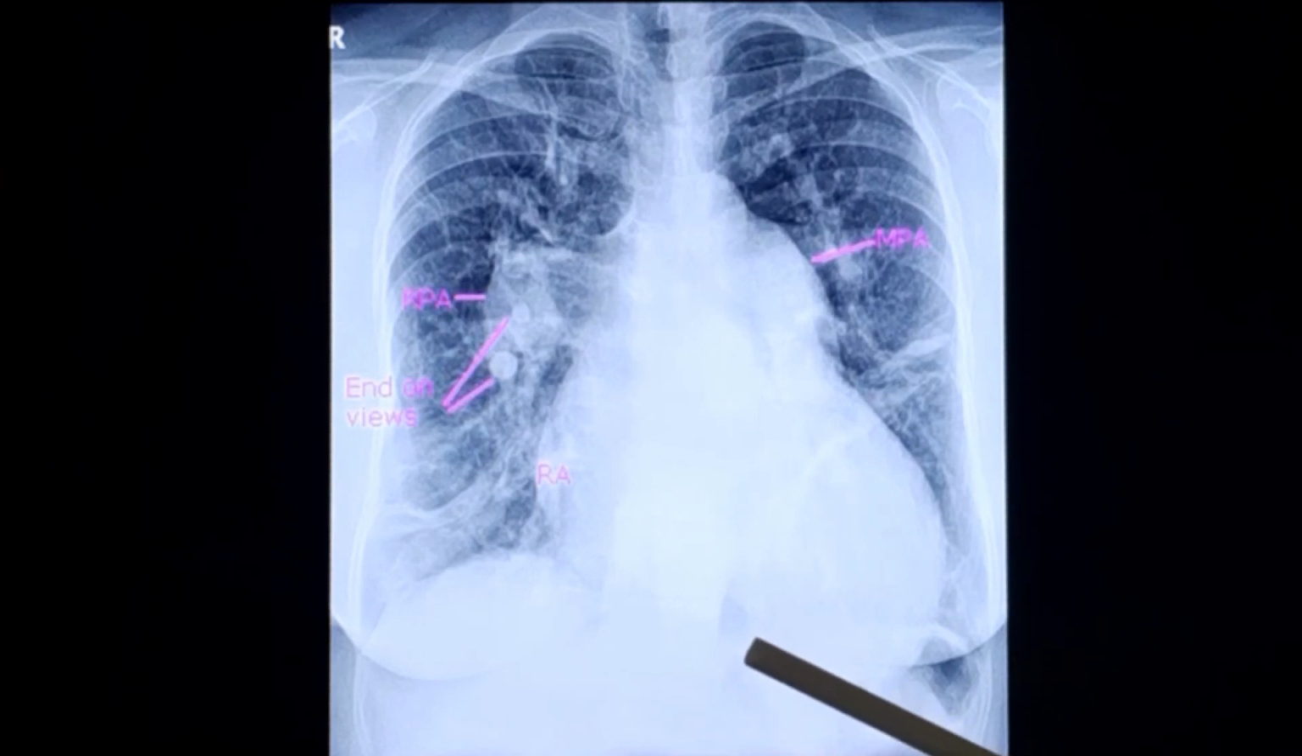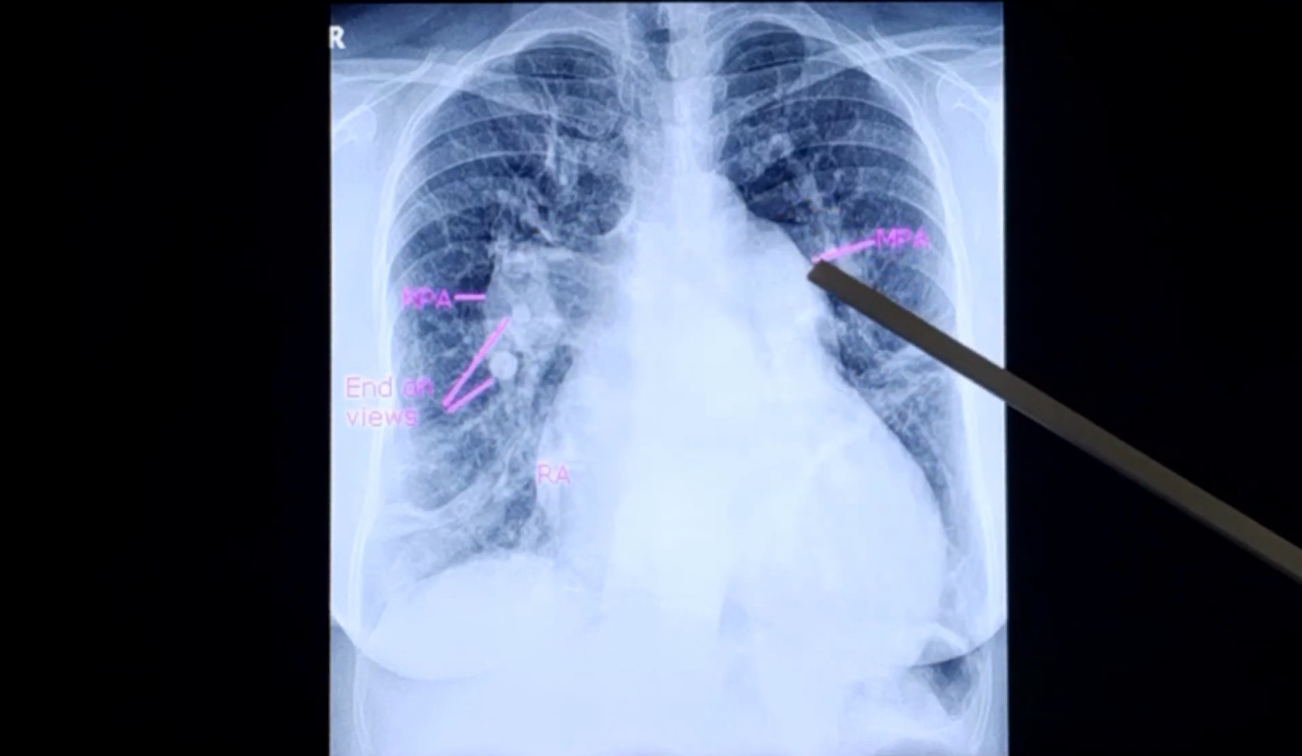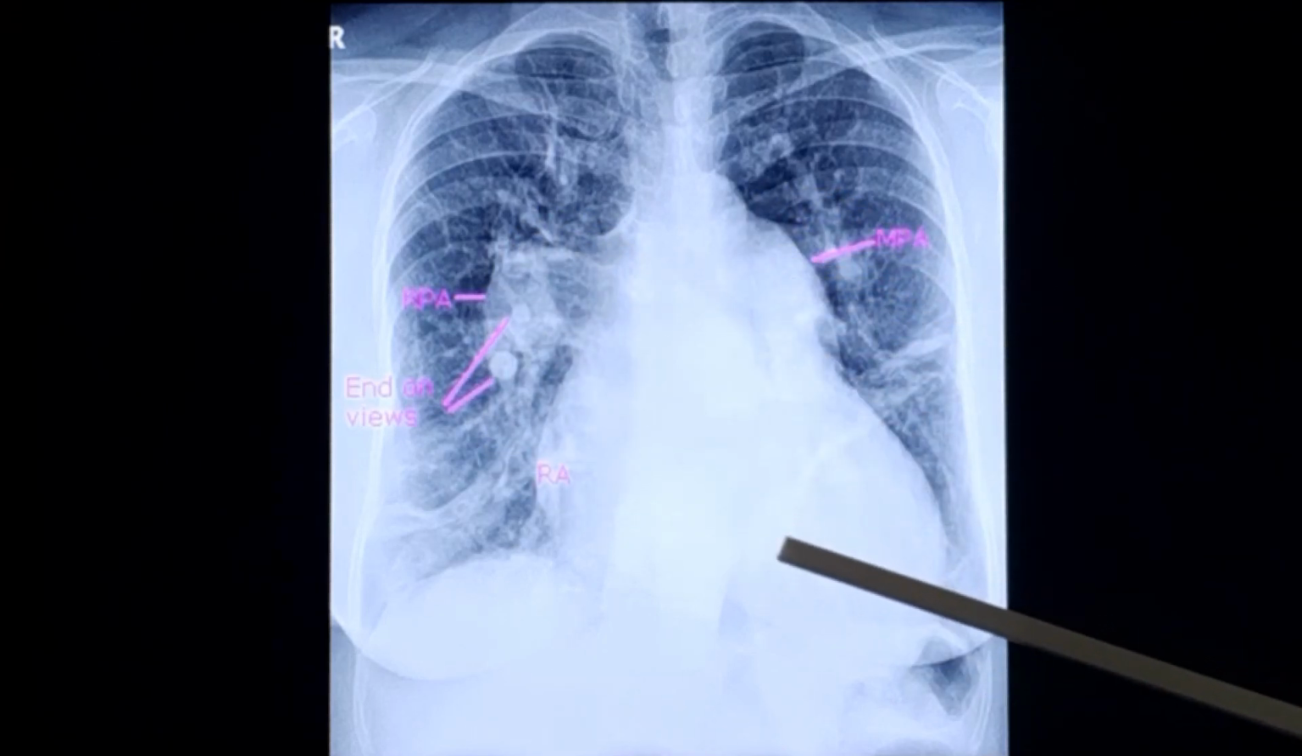So the cardinal features: prominent RPA, prominent PA, prominent LPA, right atrial enlargement, cardiomegaly, end-on vessels, all indicating ASD with severe pulmonary hypertension.